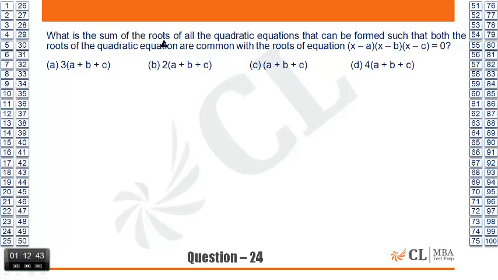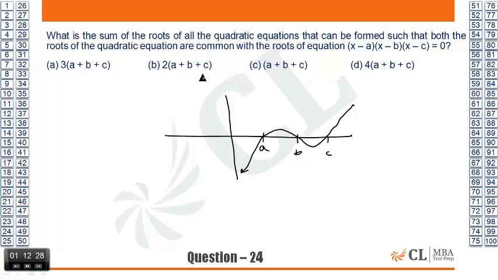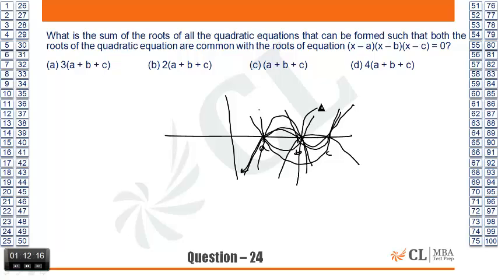This looks okay. What is the sum of roots of all the quadratic equations that can be formed such that the root of the quadratic equation is common with a root of the equation (x minus a)(x minus b)(x minus c)? Okay, so I have a, b, c as the roots. (x minus a)(x minus c) is like this. I need to write all the quadratics. I can have one quadratic equation like this, one like this, one like this. But I can also have one like this, no? I can have infinite.